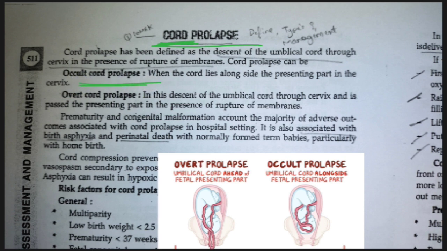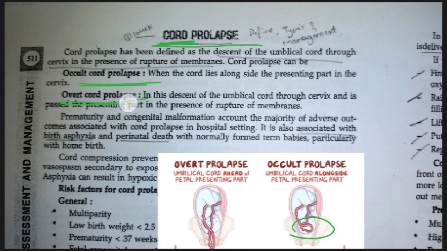One is occult cord prolapse. Second is overt cord prolapse. Occult is where the umbilical cord is visible beside the baby. Generally, it will not be visible. In normal delivery, only the baby's head or the baby's leg will be visible, based on the presentation. If it is a normal presentation, the baby's head will be visible. If it is a breech presentation, the baby's leg will be visible. But the umbilical cord will not be visible. In this condition, along with the baby's head or leg, the umbilical cord also will be visible. You can see here in the picture.